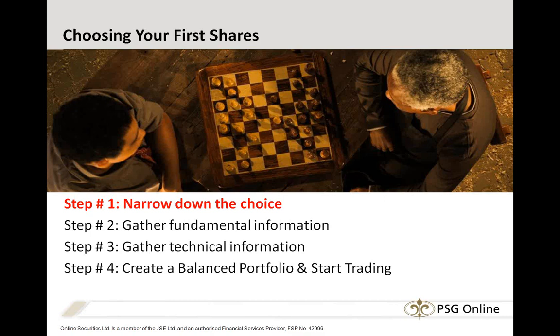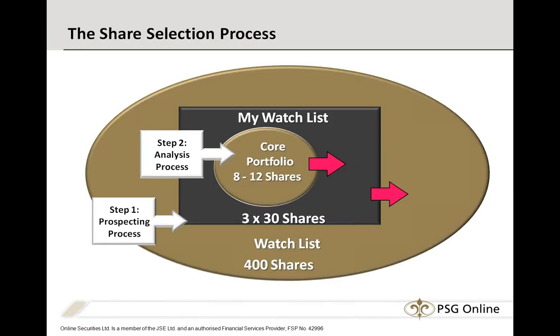So the bottom line is you want to narrow down the choice. If you open the share price page, as I say, there are more than 400 shares listed. We're going to go through the process of what I call prospecting. I stole an idea from the mining industry. In the good old days we used to pan for gold in the riverbed. We used to go through a lot of gravel to get to the gold nuggets. So the process here is to focus on the gold nuggets.